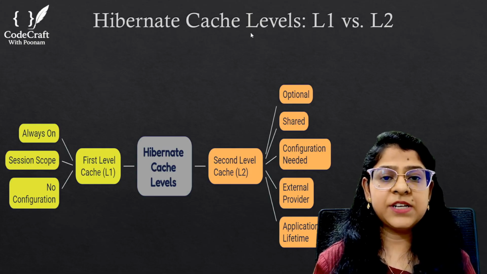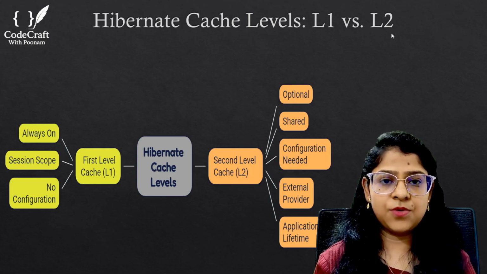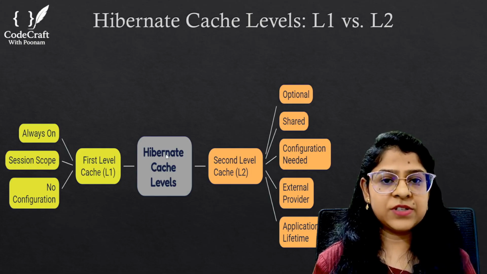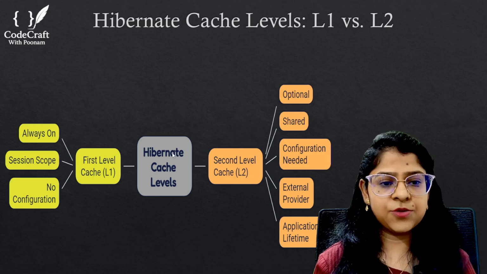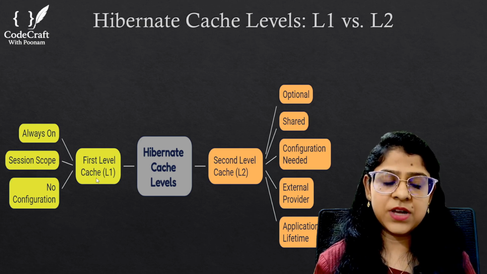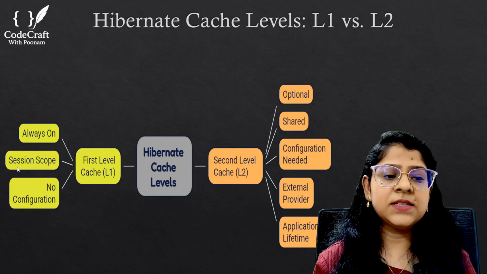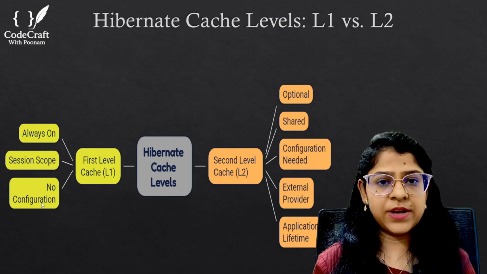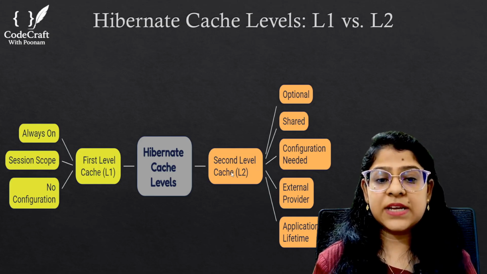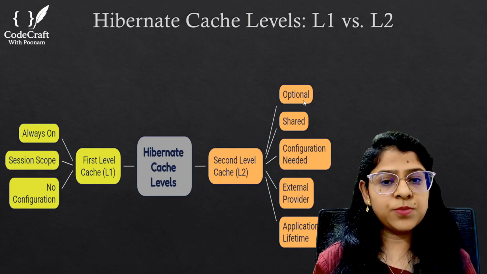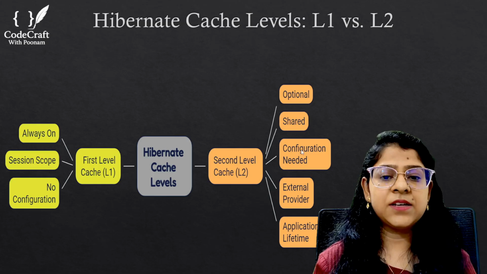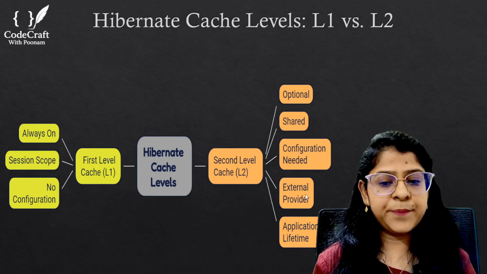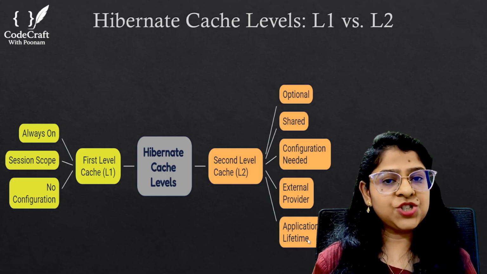So let's get started. Now coming to Hibernate cache levels, that is L1 versus L2. Here we have two levels of cache in Hibernate. L1 is our first level cache, which is always on, its scope is within the session, and no configuration is required. The second level cache, that is L2, is optional and shared, it needs configuration and an external provider, and the scope is application lifetime.